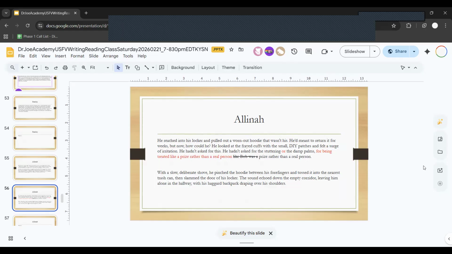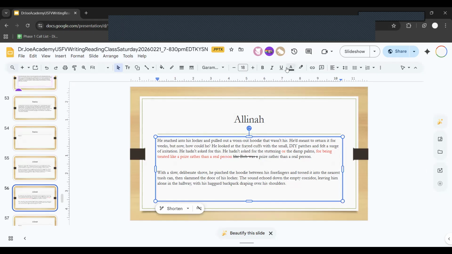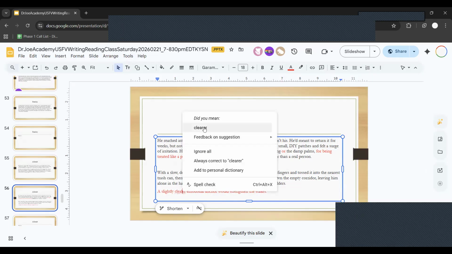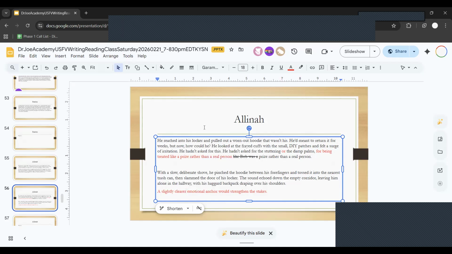In terms of improvement, the story hints at a secret, but the nature of the secret still kind of remains big, and it's good, where it's better to be more ambiguous than direct, but at the same time, we want to have some sort of an emotional anchor. So I would say a slightly clearer emotional anchor would strengthen the stakes. Yeah, that's the main thing I wanted to add over here. And Alina, do you have any questions about the points of improvement that we went over? Okay, thanks for letting me know.